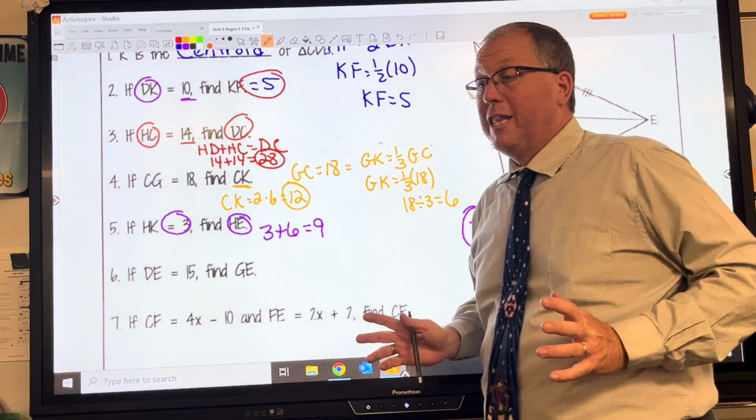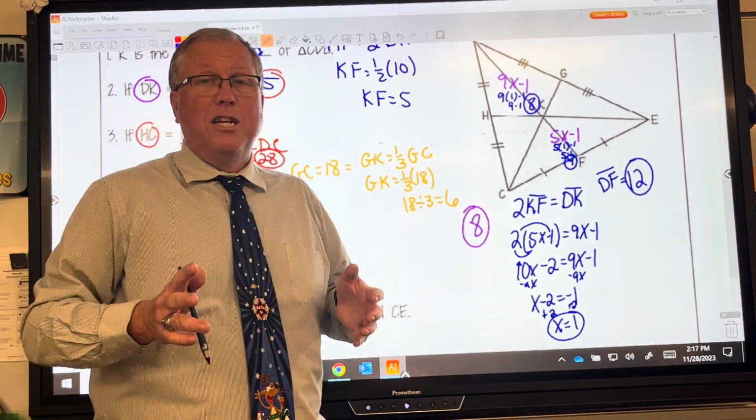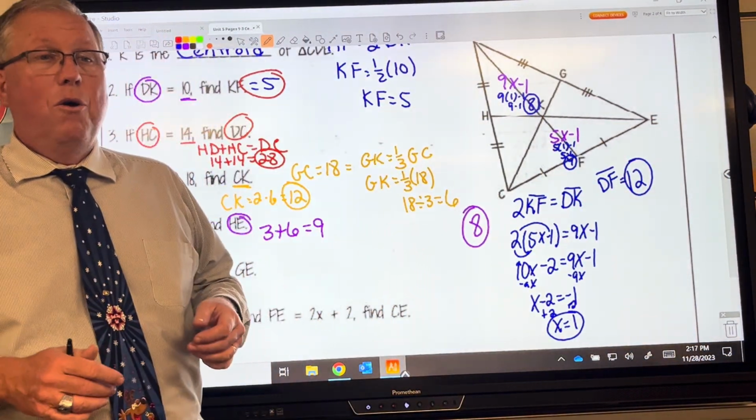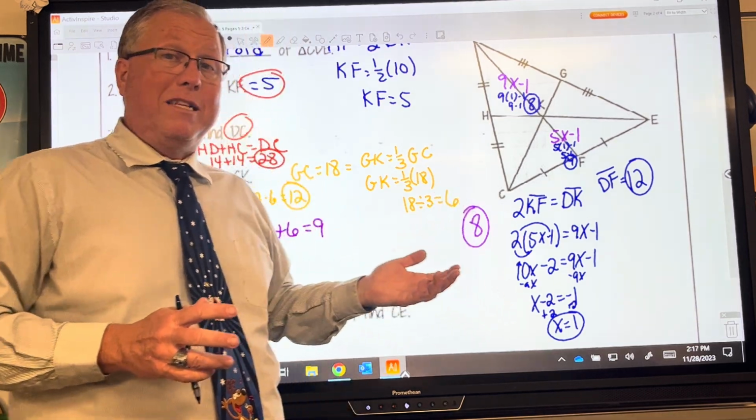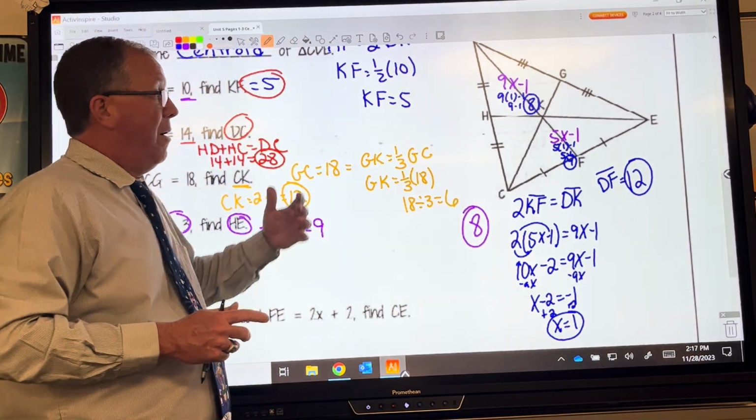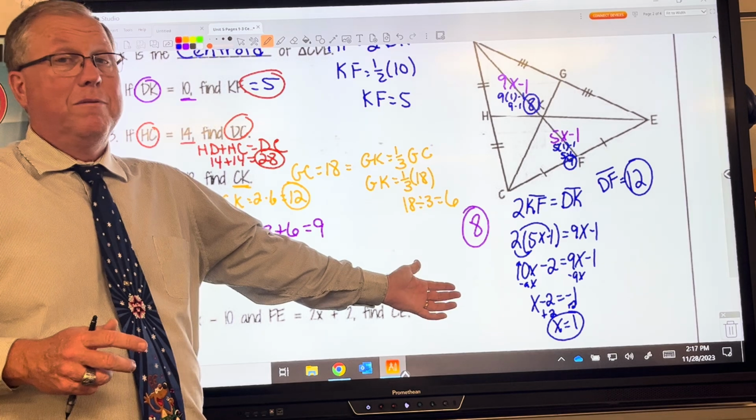So we didn't change anything, right? We're still going small section is half the big section, or double the small section gives you the big section, right? And we're just plugging in the values that they gave us, right?